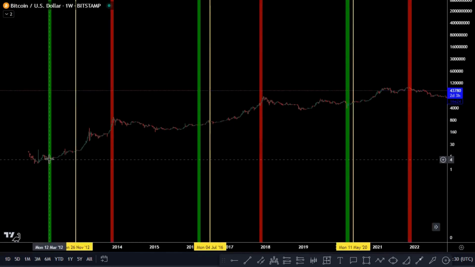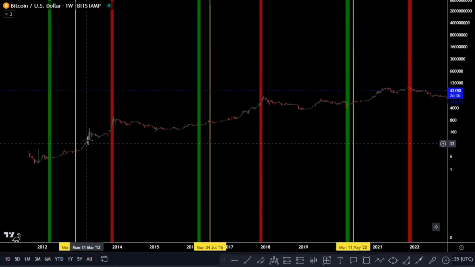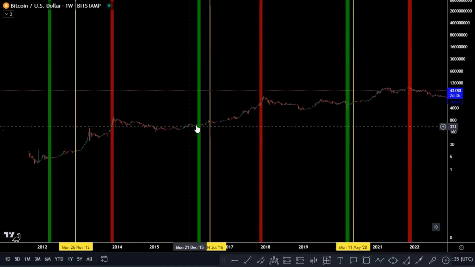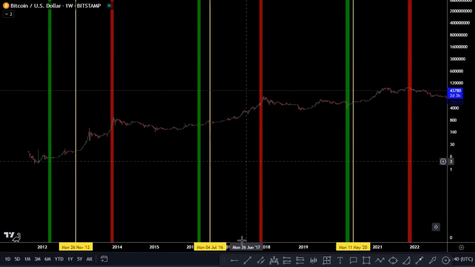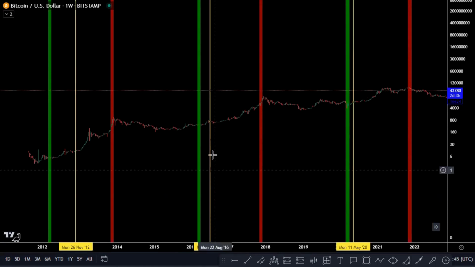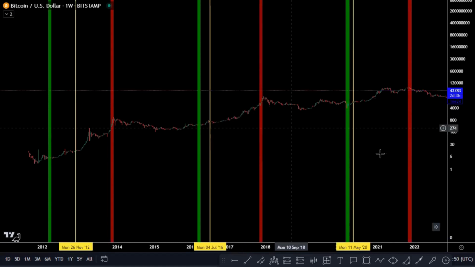You can see the price was already going up. We had the halving and then we went nearly straight up there. Price had been going up just a little bit here before it hit the one. July 4th, 2016 was the next one. And then we saw a more gradual increase here.